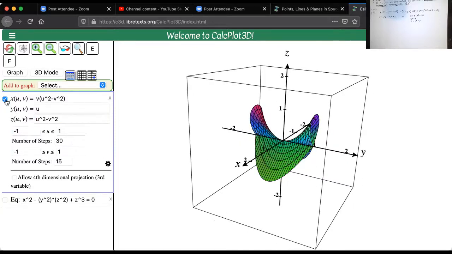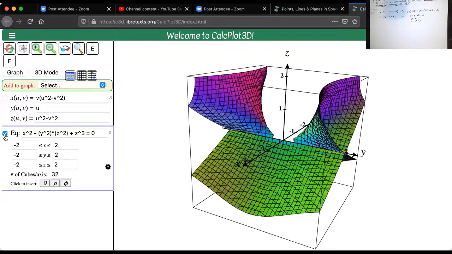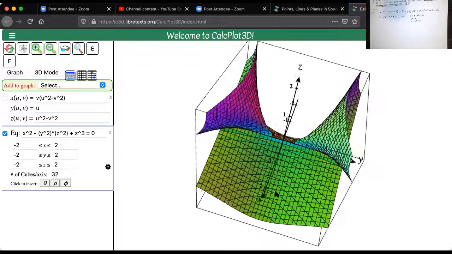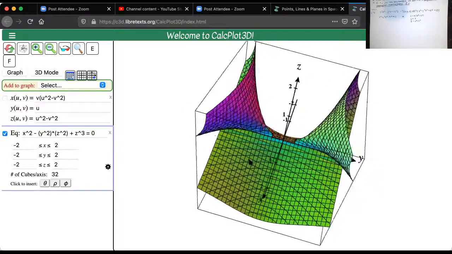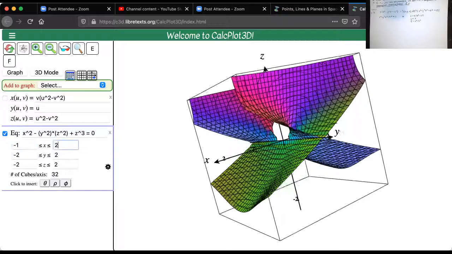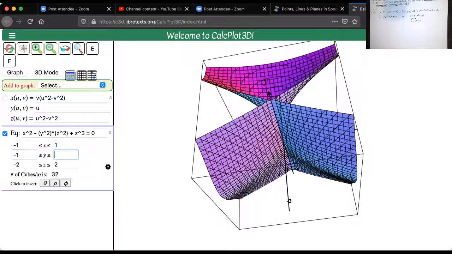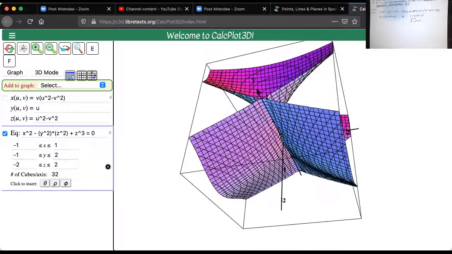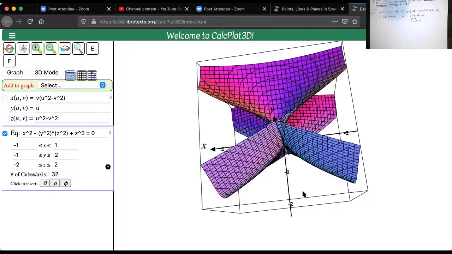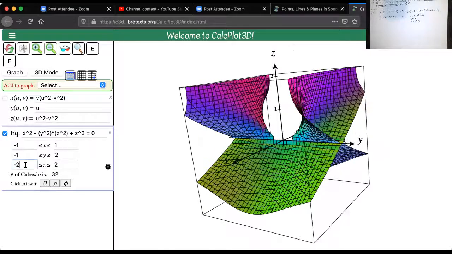Okay, let's skip out on this and then do this one again. We've got x between -2 and 2. Maybe we just want x between -1 and 1. And y between -1 and 1. Okay, stop rotating. Cut it out. Let's see. Let's let z go from -1 to 1 is fine.